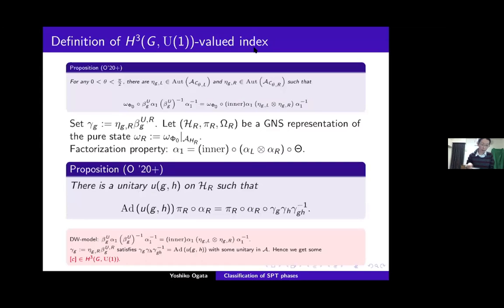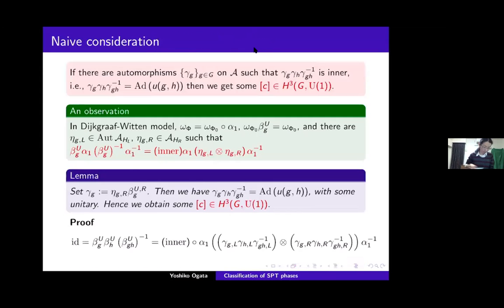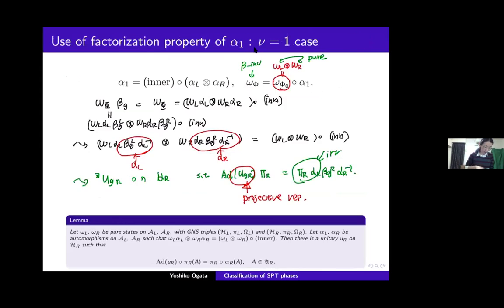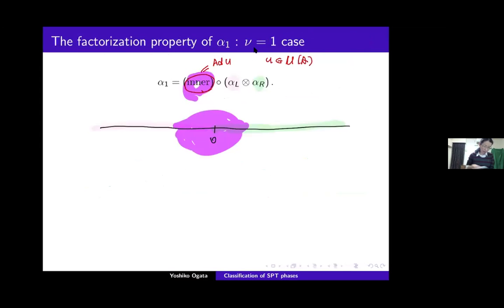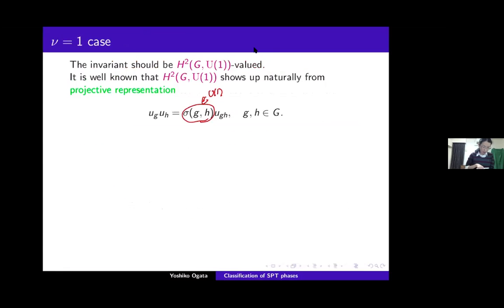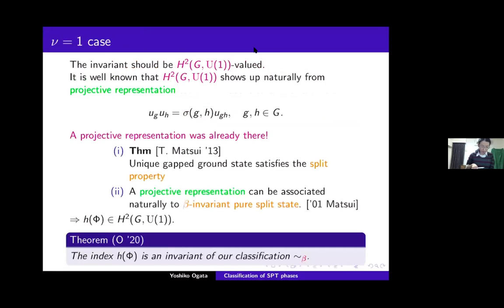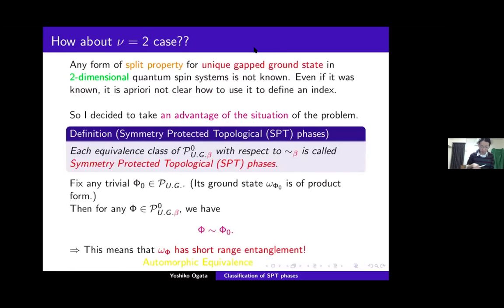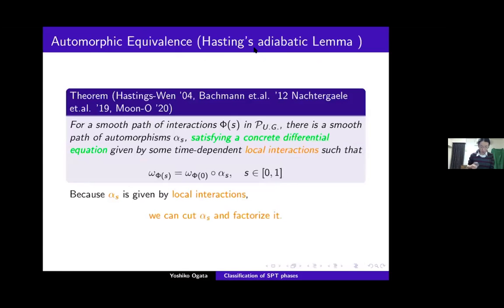I don't know if it is the correct definition for short-range entanglement, but what I mean here is this relation holds with this one being a product state. Okay, thank you.